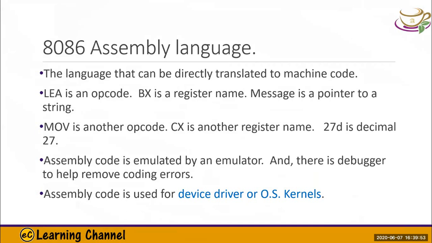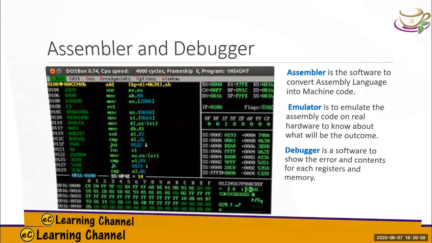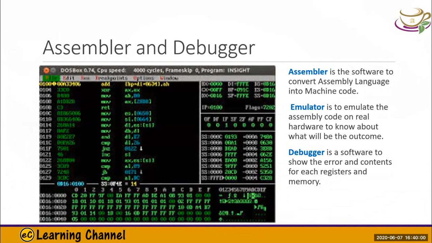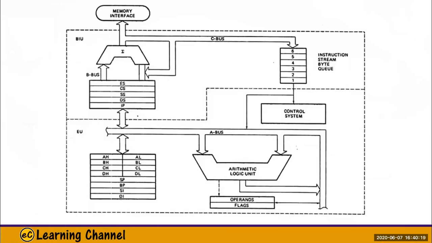So we have the x86 assembly language, and it looks like this. When you do debugging in assembly, it's like this. On the left-hand side you have assembly code, on the right-hand side you have the current CPU register condition, and at the lower bottom you have the code. There's an assembler, emulator, and debugger helping with assembly compilation. And we work on the CPU's data path. Here it shows how registers operate.